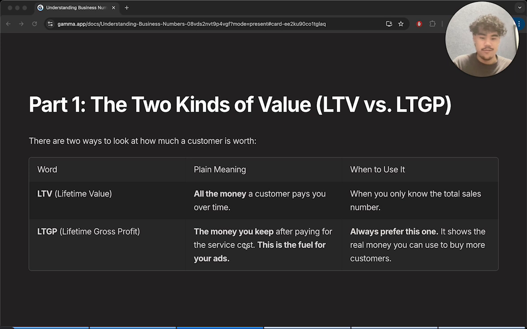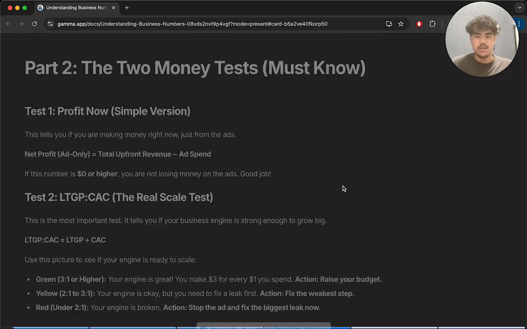Which is the fuel for your ads, essentially. So we always want to prefer this one when it comes to making calculations, like just on an ad level. In terms of the whole business level, we want to look at LTV, but LTGP shows the real money you can use to buy more customers, right?